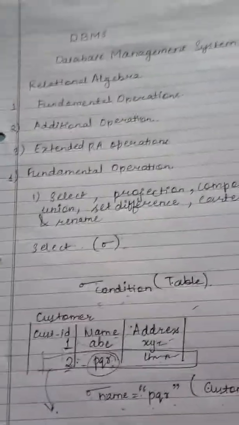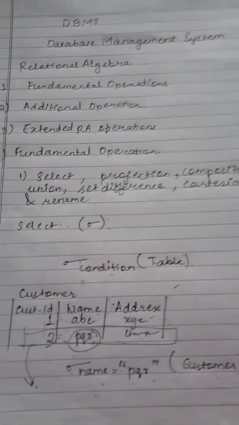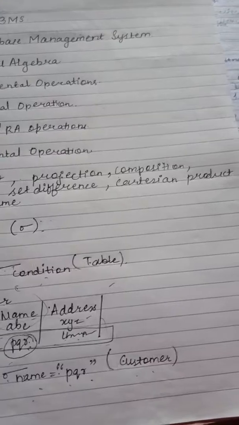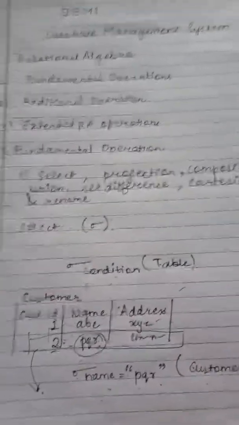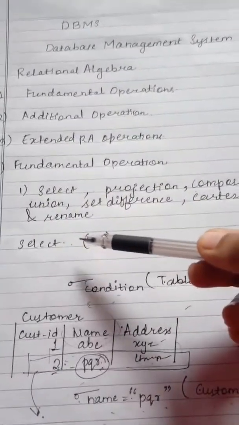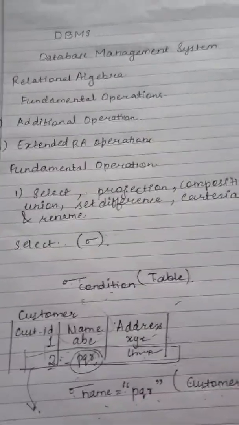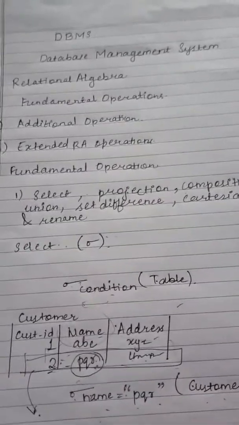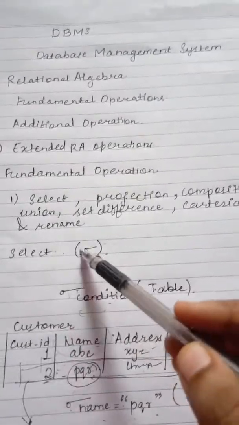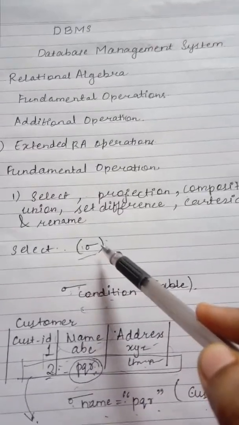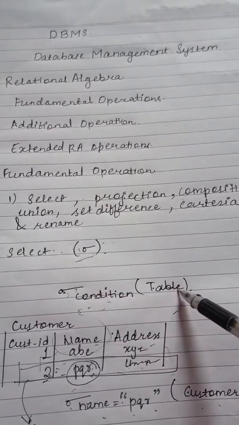In fundamental operations there are various operations like select, project, composition, union, set difference, Cartesian product and rename. So one by one we will see. Now select, as the name suggests, selects some rows from the table which satisfy a given condition. The select operation is denoted by the Greek letter sigma, then the condition and then the table name.